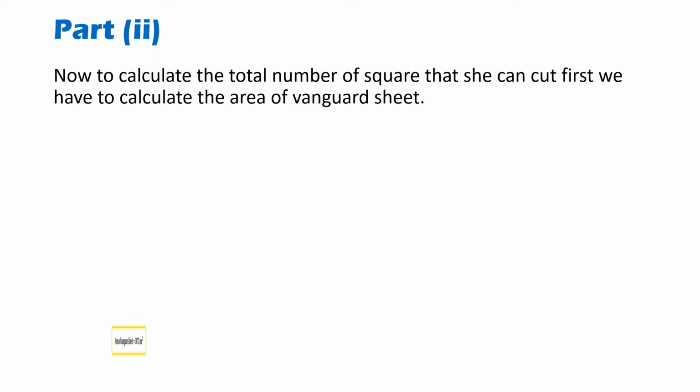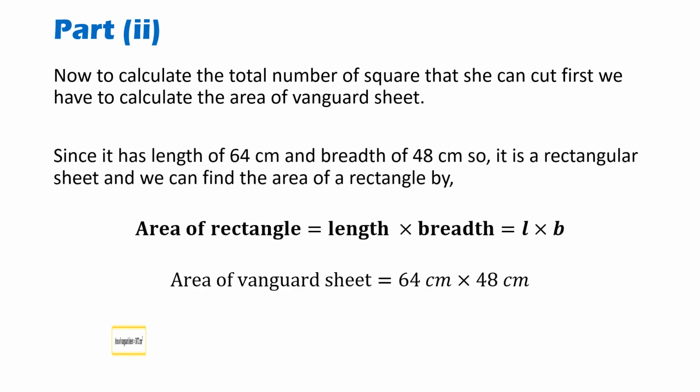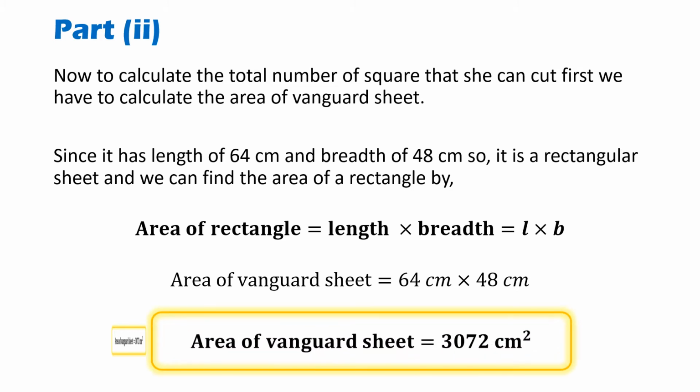Part 2. Now to calculate the total number of squares that she can cut, first we have to calculate the area of the vanguard sheet. Since it is a rectangular sheet, we can find the area of a rectangle by multiplying the length and breadth of the rectangle, that is 64 and 48 respectively. Therefore, the area of the vanguard sheet is 3072 centimeters square.